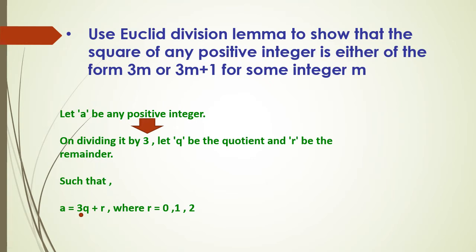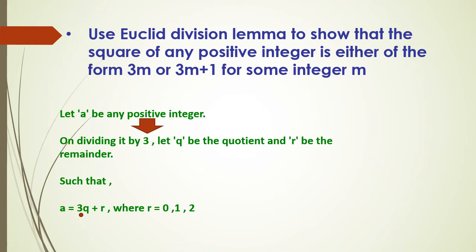Let a be any positive integer. On dividing it by 3, so 3 is the divisor, which I have denoted by an arrow and also by a dot in the last line. In the last line I have shown you Euclid's division lemma: a is equal to bq plus r, where here b is 3. So on dividing it by 3, let q be the quotient and r be the remainder, which is also there in Euclid's division lemma.